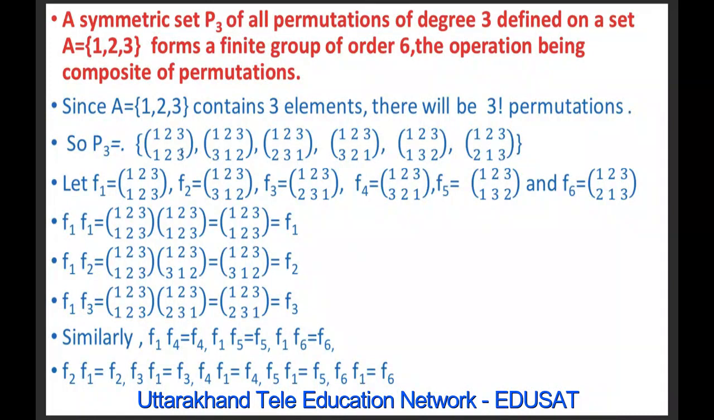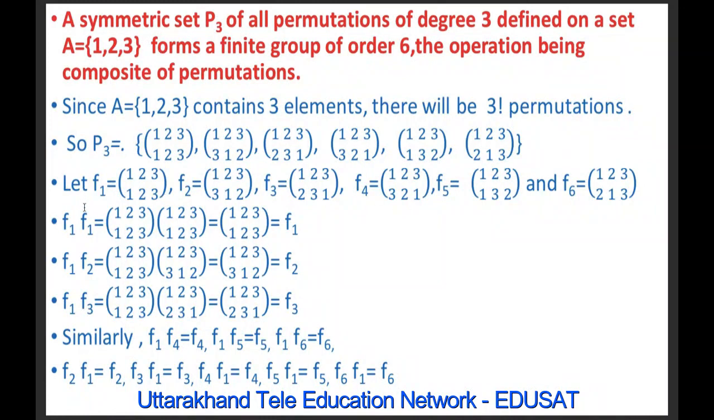So the set P3 is equal to these permutations. First is 1, 2, 3 over 1, 2, 3. Second is 1, 2, 3 over 3, 1, 2. Third is 1, 2, 3 over 2, 3, 1. Fourth is 1, 2, 3 over 3, 2, 1. Fifth is 1, 2, 3 over 1, 3, 2. Sixth is 1, 2, 3 over 2, 1, 3. We denote these permutations by F1, F2, F3, F4, F5 and F6, so that we need not write all the elements every time. For convenience, I have denoted these by these symbols.